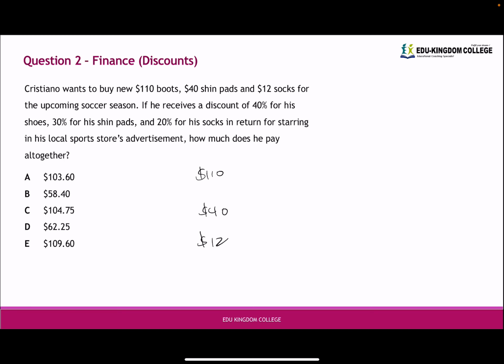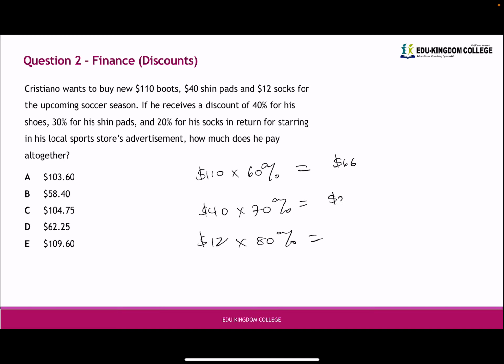And so we know for the boots, they only need to pay now 60% of what they did before. For the shin pads, 70%, and for the socks, 80%. Now you can convert these percentages into decimals or fractions if you want, or if you can do some quick mental maths, that's good as well. So if you're looking at $110, 60% of that is going to be $66. And you can just do that by finding 1/10 and then timesing it by 6. Okay, so it's just 11 times 6 gives you 66.